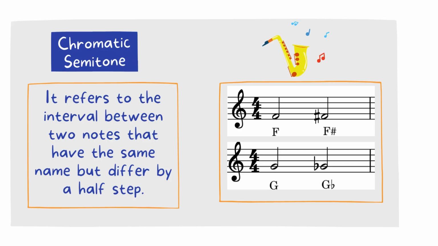A chromatic semitone refers to the interval between 2 notes that have the same name but differ by a half step. An example of a chromatic interval is F and F sharp. Listen to how the 2 notes sound. Another example of a chromatic interval is G and G flat. This is how the interval sounds.